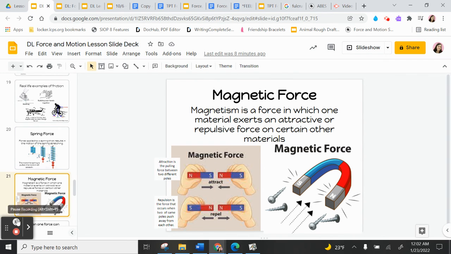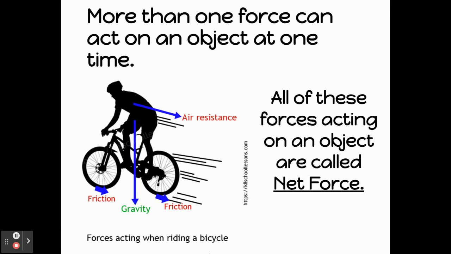They repel each other. When more than one force acts on an object at one time, then all of these forces together are called net force. So here we see there's a lot of different forces acting on this guy riding his bike. He's got gravity pulling him down to the earth. He has air resistance pushing against his forward motion. And then there's friction of the bike tires against the ground, pushing against his motion. All of these forces together are net force.